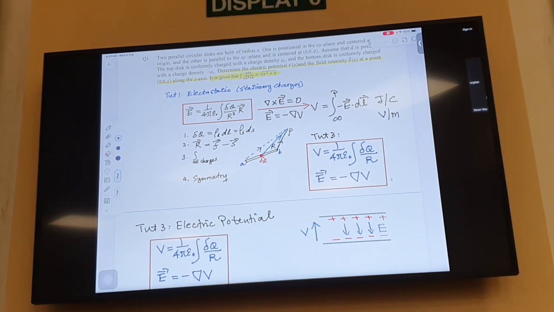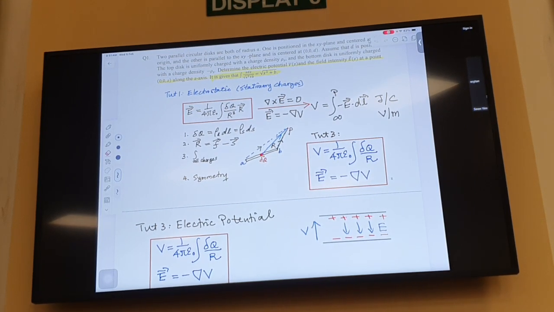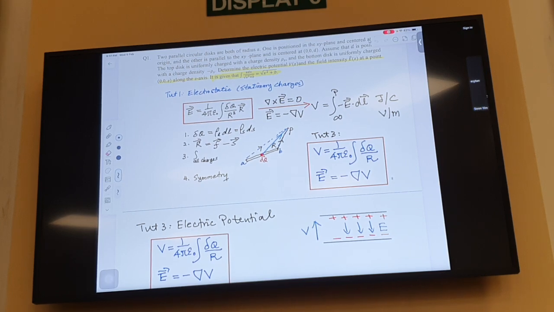1, 2, 3, solve. First ask yourself where is delta Q, how far away? Come here and say. Take your pen, come here and sign.